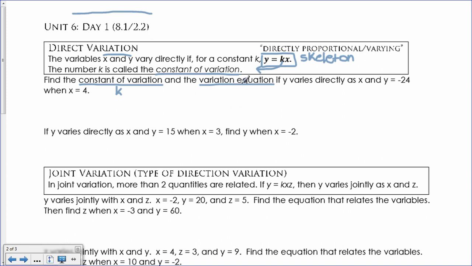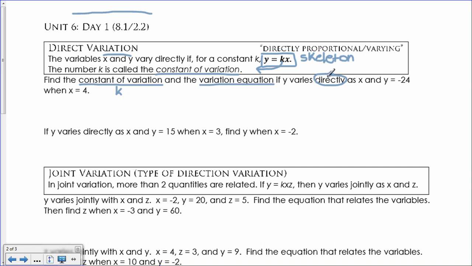The equation they're asking for is this relationship with k defined. So there would be a number in the place of k. So they want us to find k, and then once we find that, actually write the equation, right? And the way that we're going to do that is by using this piece of information. They're saying that y varies directly as x, and y is equal to negative 24 when x is 4.